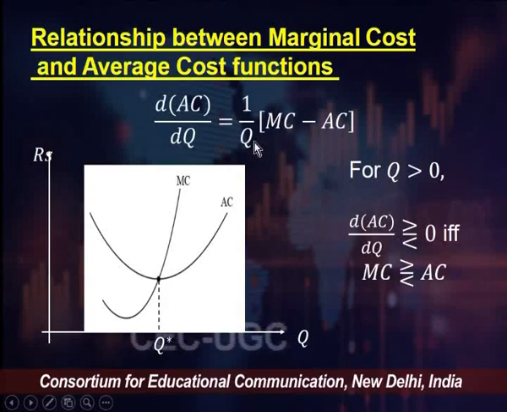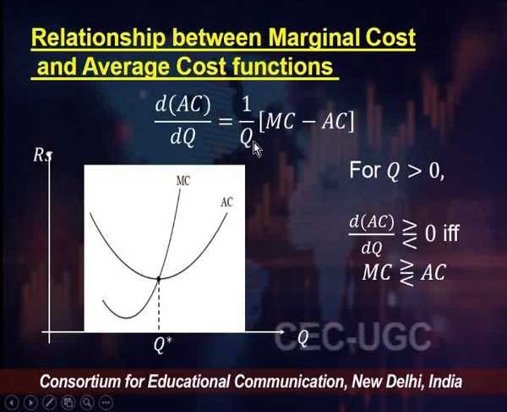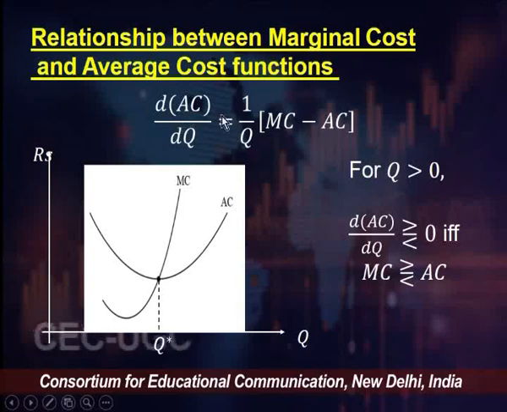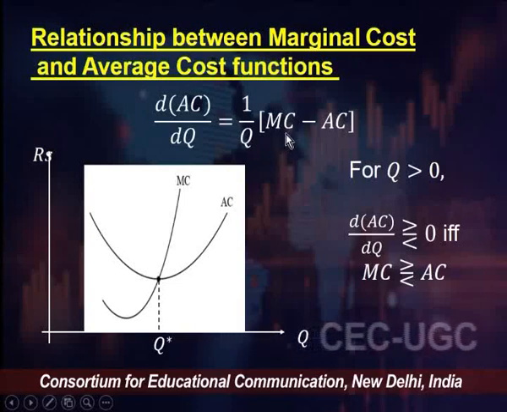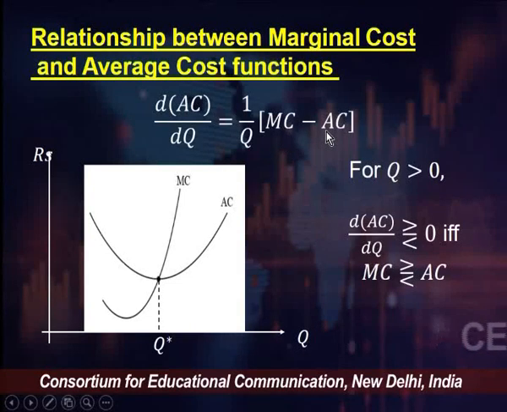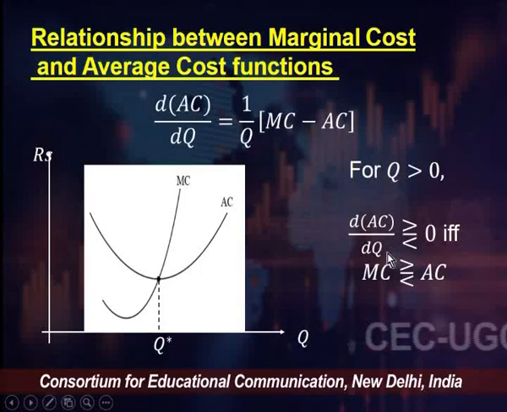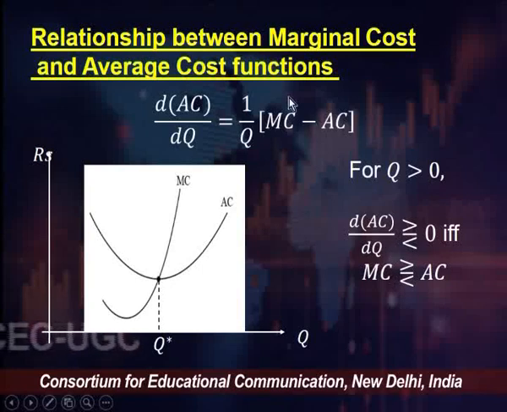Let us suppose, which we already have actually, that Q is positive. For Q positive, you can see here that the derivative on the left hand side will also be positive as long as MC is greater than AC. Similarly, when MC is equal to AC, your derivative is going to equal 0. And the derivative of the average cost with respect to Q would be less than 0, it will be negative, whenever MC is less than AC.